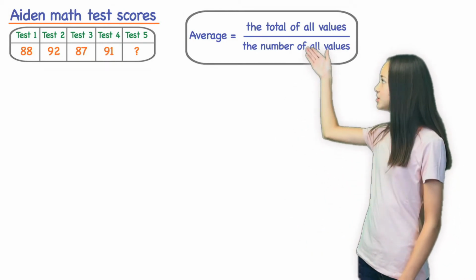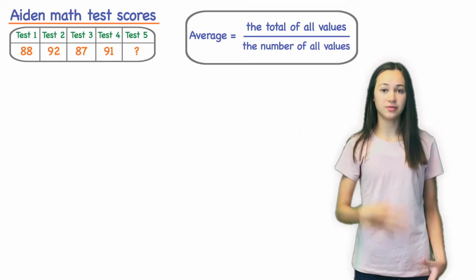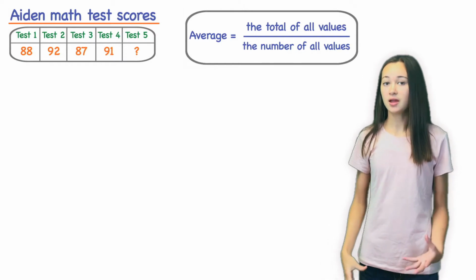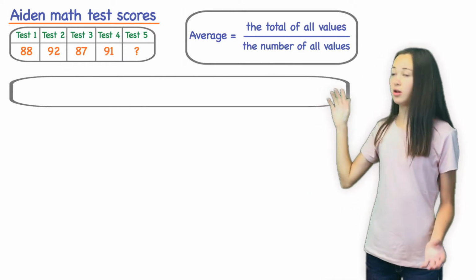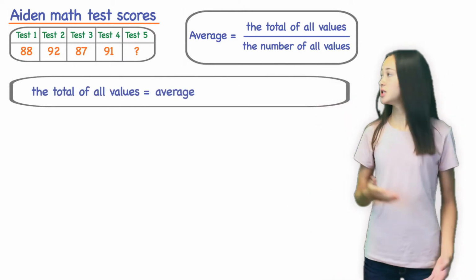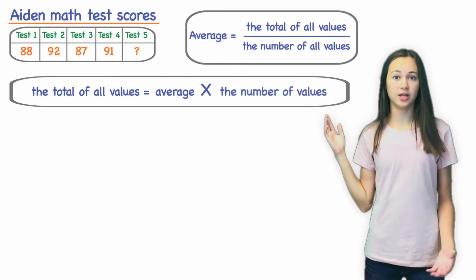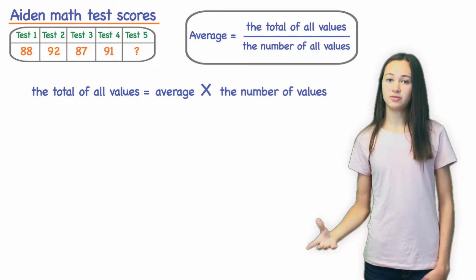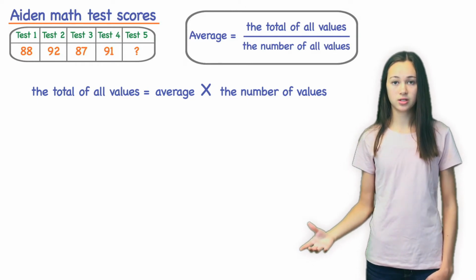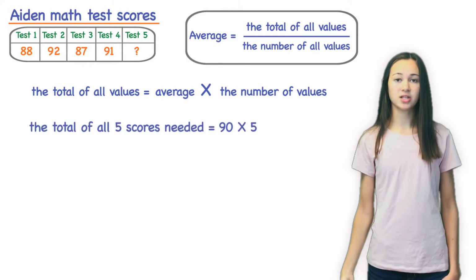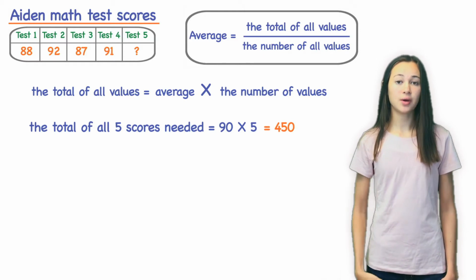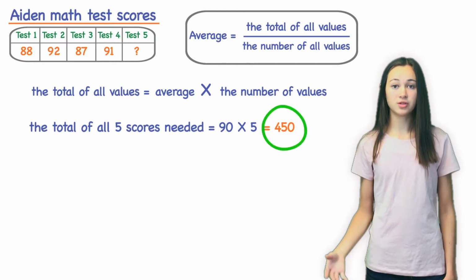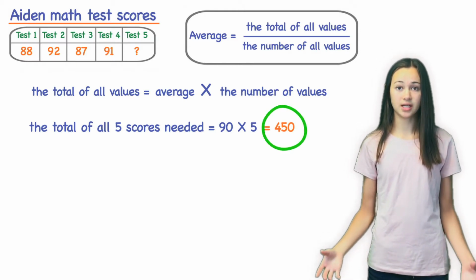So, average equals the total of all the values divided by the number of values. That means that the total of all the values equals the average times the number of values. The average is 90, and the number of values is 5, because there are 5 test scores. So 90 times 5 is 450. So Aiden needs to score 450 points on all his 5 test scores.